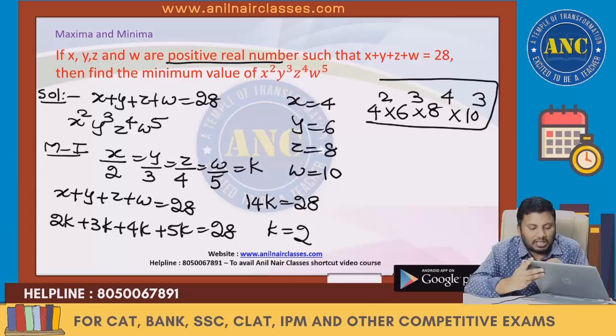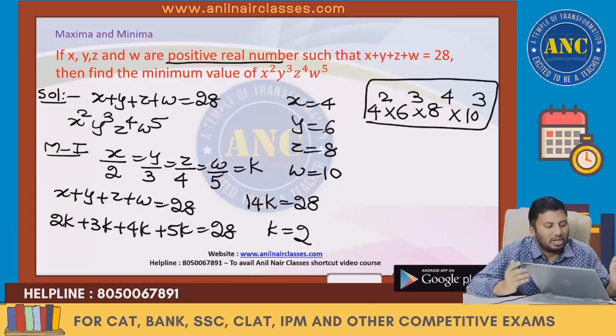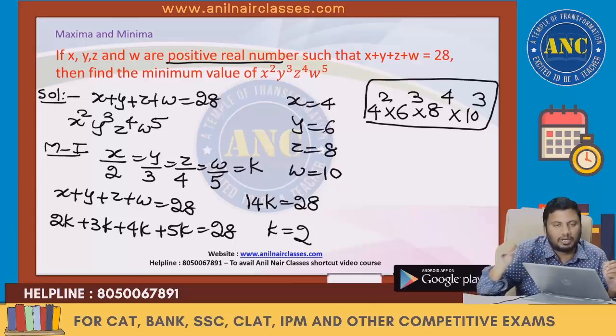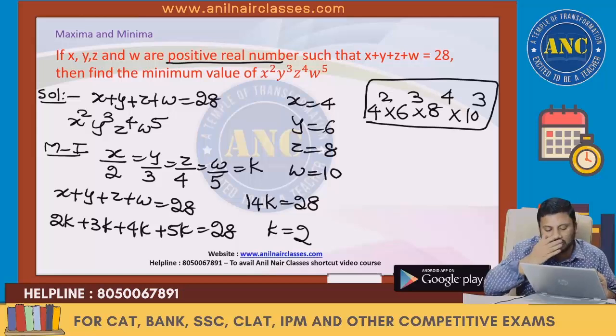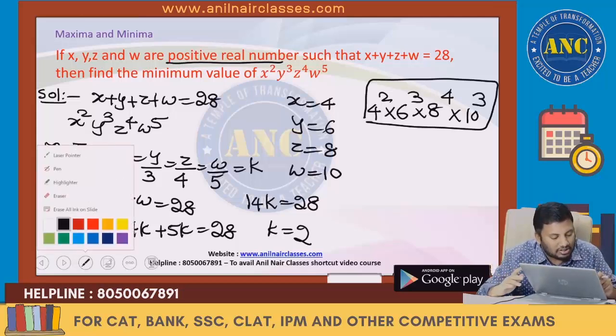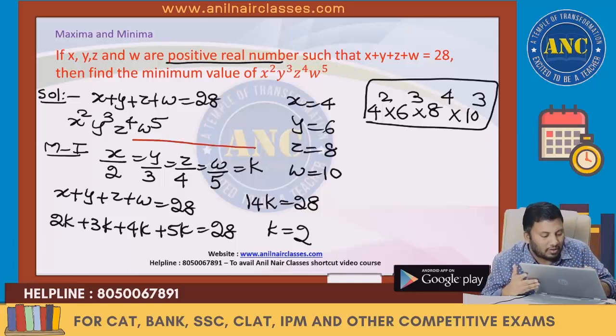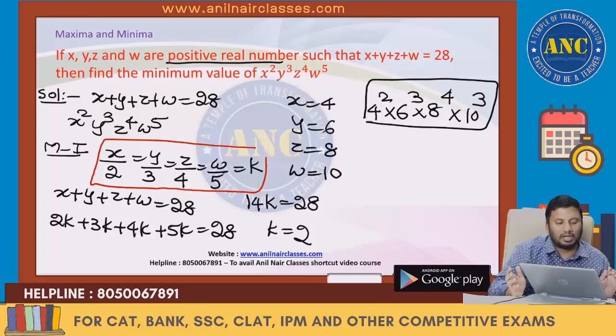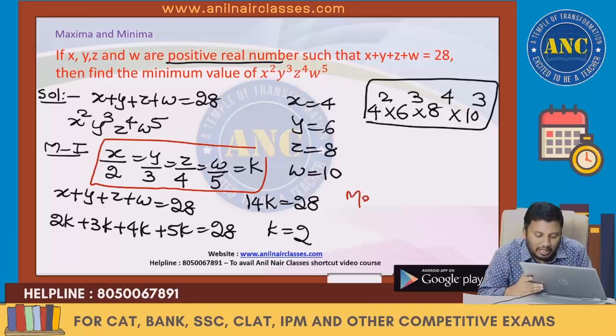This is the maximum value of this expression using the concept a power p, b power q, c power r. It is constant when the sum of the bases is constant and the ratio of the base to power is the same. So x by 2 equivalent to y by 3 equivalent to z by 4 equivalent to k. This is the concept. This is a mathematical approach.